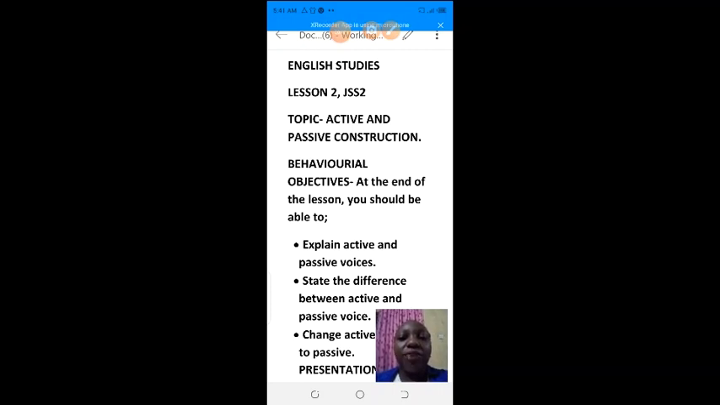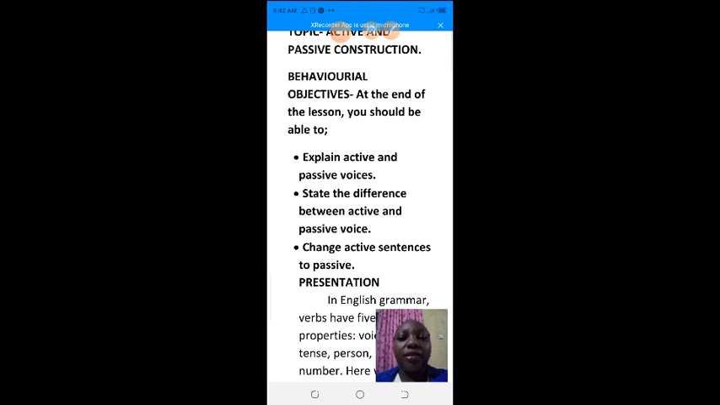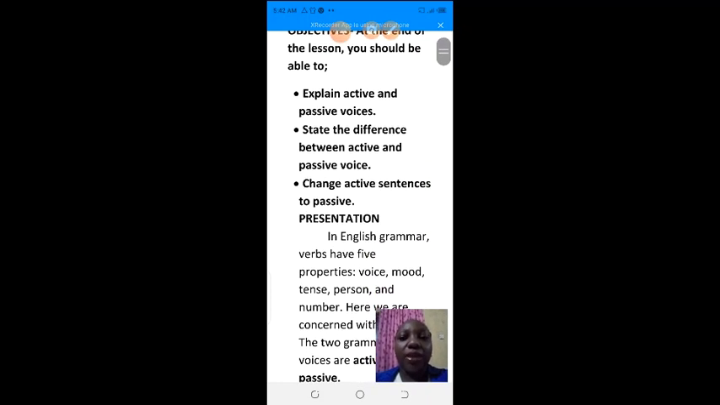Remember that a verb is a word that denotes action or state of being. So at the end of this lesson, you should be able to explain active and passive voices, state the differences between active and passive voice, and change active sentences to passive.